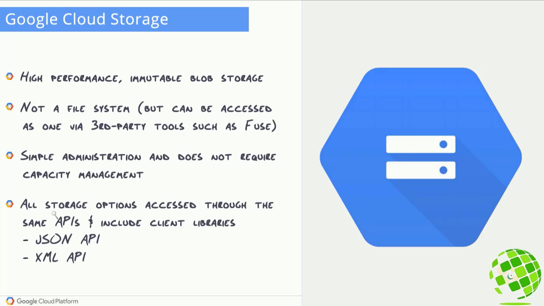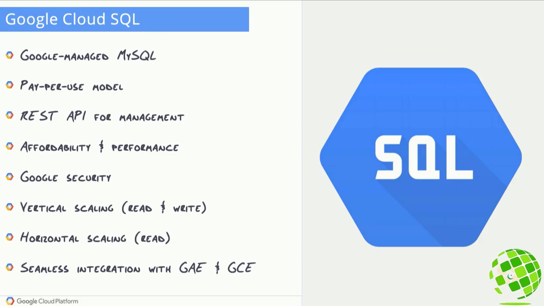It's also worth noting that all of these storage options can be accessed through a nice, consistent RESTful API. And we have client libraries, which makes it even easier. And more on that when we get into interacting with GCP. Next up, we have Google Cloud SQL. Our storage options wouldn't be complete without some kind of a relational database up there in the cloud, and that's what Cloud SQL is all about.